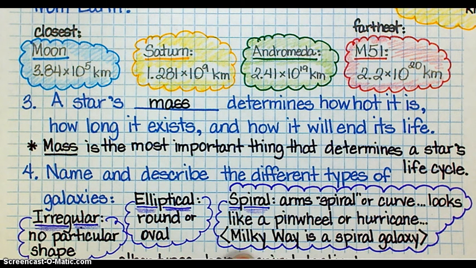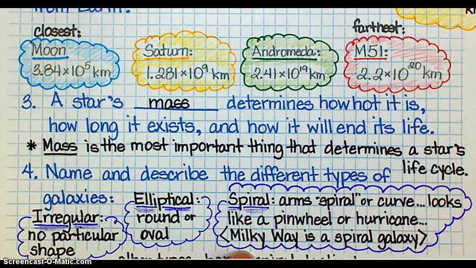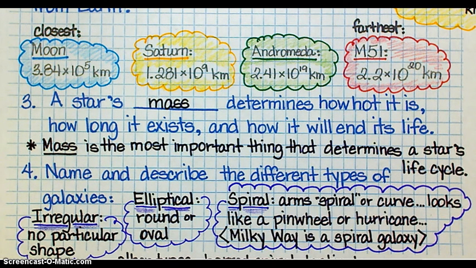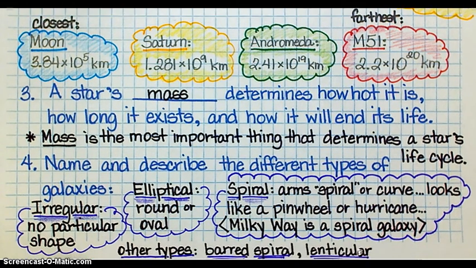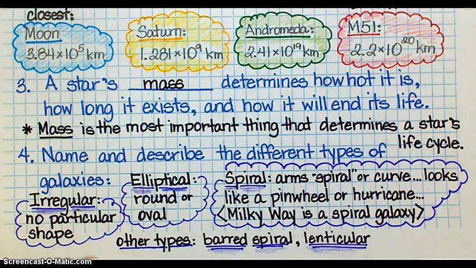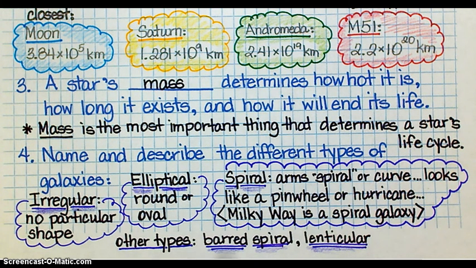Okay. By the way, our home galaxy is the Milky Way galaxy, and our home galaxy is a spiral galaxy. Our solar system is out in one of the spiral arms. Okay. There are actually a couple of other galaxy types, but we're not going to get into those in detail. But I do want you to write them down. There are other types of galaxies.